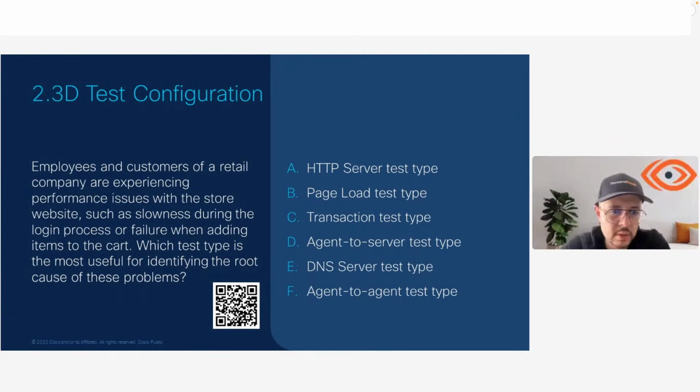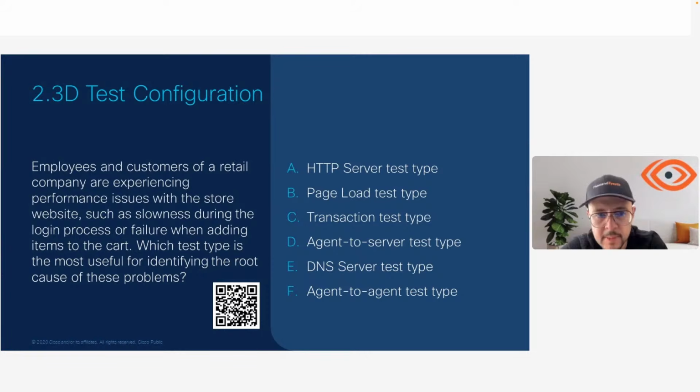Of course. So test configuration. The employees and customers of a retail company are experiencing performance issues with the store website, such as slowness during the login process or failure when adding items to cart. Which test type is the most useful for identifying the root cause of these problems? So we have the HTTP server, the page load, the transaction test, agent to server, DNS, and last but not least, the agent to agent. So team, what do you think? Which is the best option here?